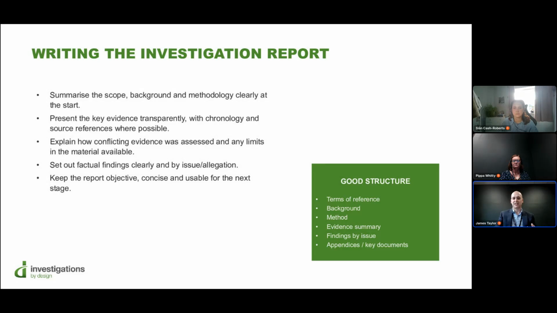I think the key message is the report should be transparent, concise, usable for the next stage, which is often a disciplinary or a review, so just obviously looking to where it's going. It should also show the route from the evidence to the finding without advocacy or speculation or unnecessary commentary. Here, it really is useful just to set out the facts.